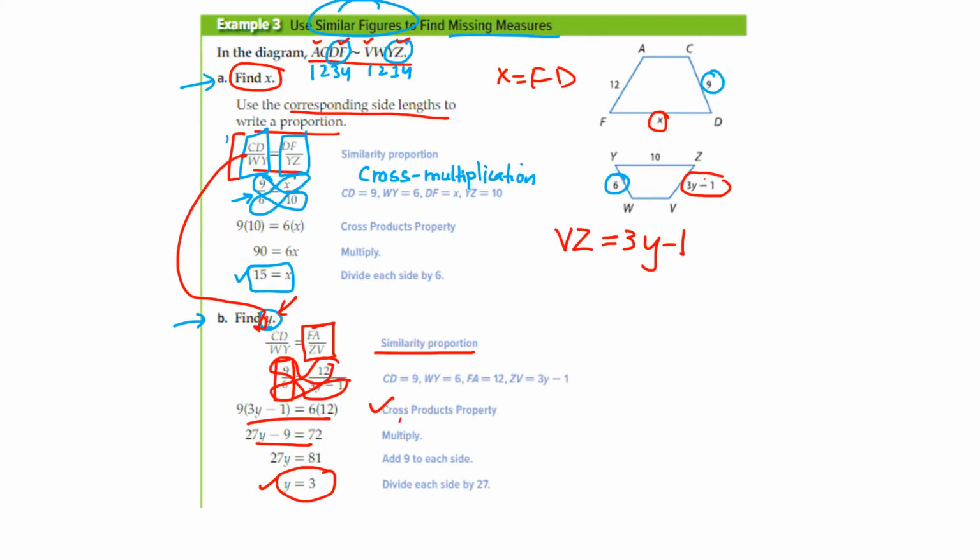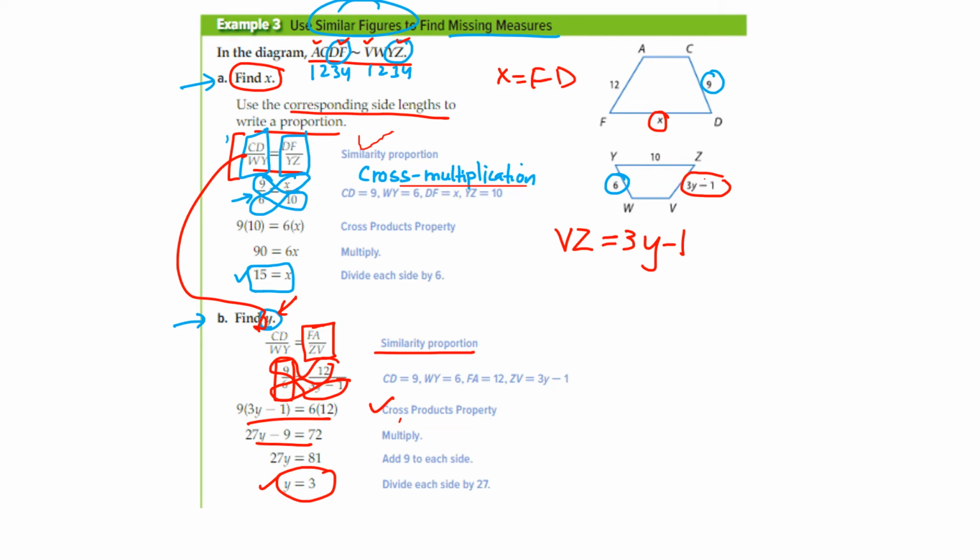So as you see here, I've already written the important information. There are two similar polygons ACDF and VWYZ in this order. The order is important: 1, 2, 3, 4. Corresponding angles are equal. So you have to find X, that is FD, and you have to find Y, which is related to ZV. So we are going to use here proportionality of sides and cross multiplication to answer the question. So let's see what we can write.